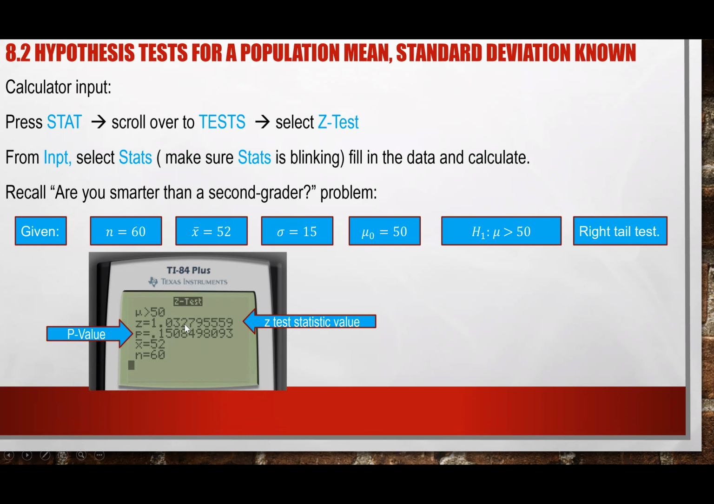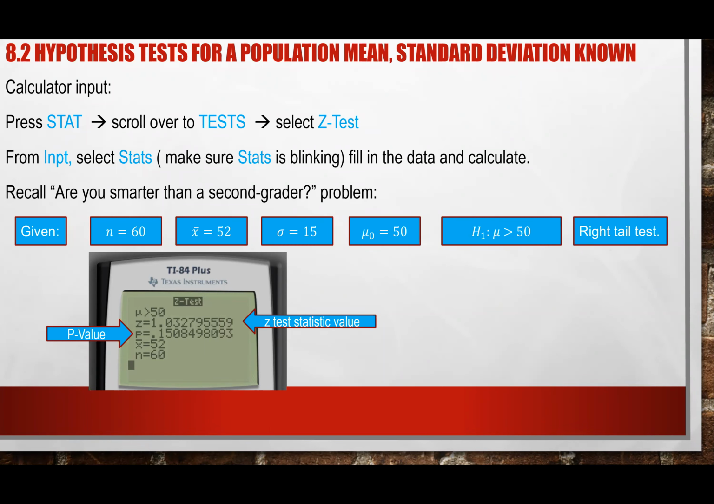Everybody should have this on your calculator. There are three items: we know it's a right-tail test, this is your z, and this is your p-value. Any questions on how to use your calculator? Once you know how to use it, out of the 5 steps, you only need to do step 1 and probably sketch so you can see where your critical value is. If not, look at your p-value and then do your step 5.